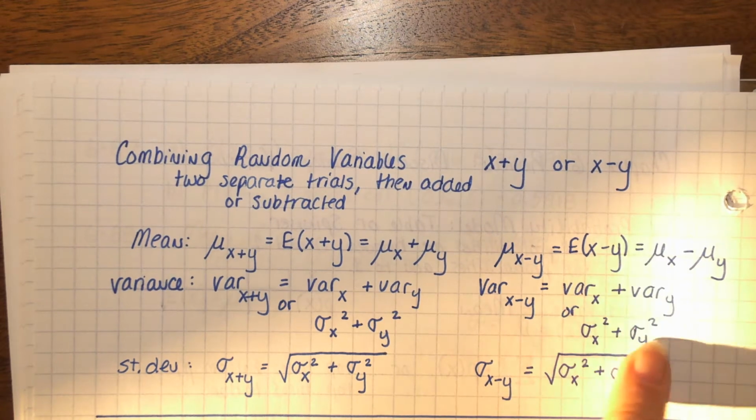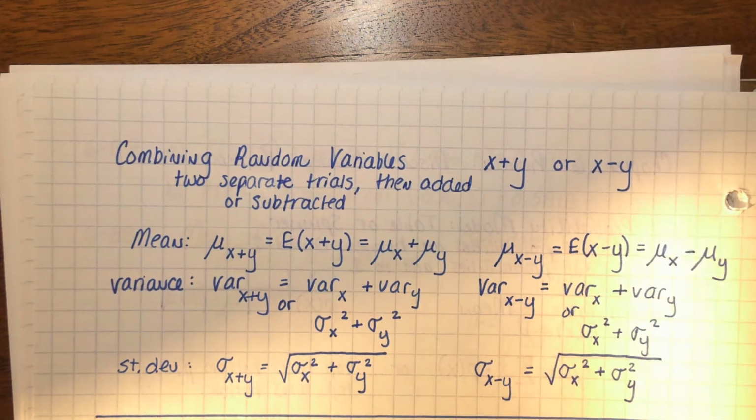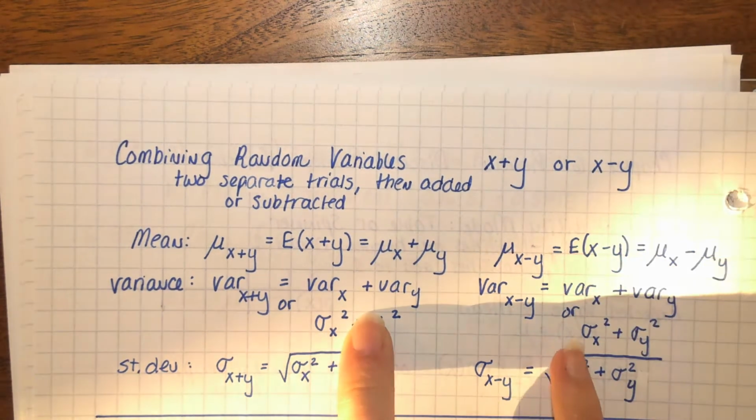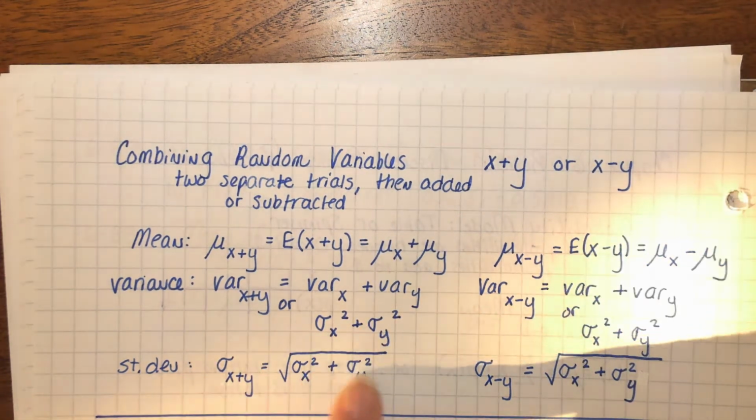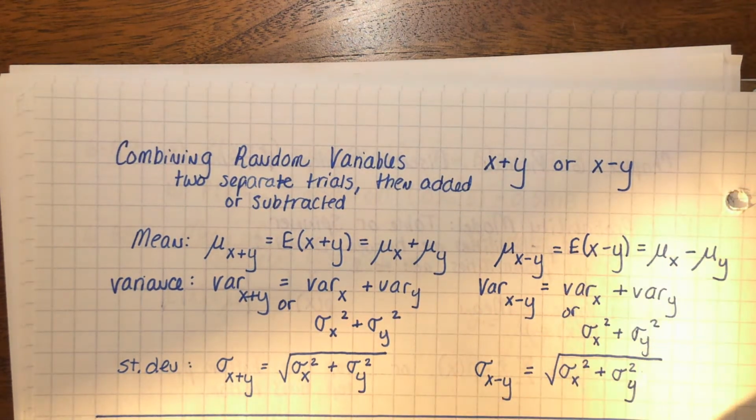So put a little star there or something to help you remember. Always plus here, and then for this, never add standard deviations. Always convert them to variances and then add them and then square root to get back to standard deviation.